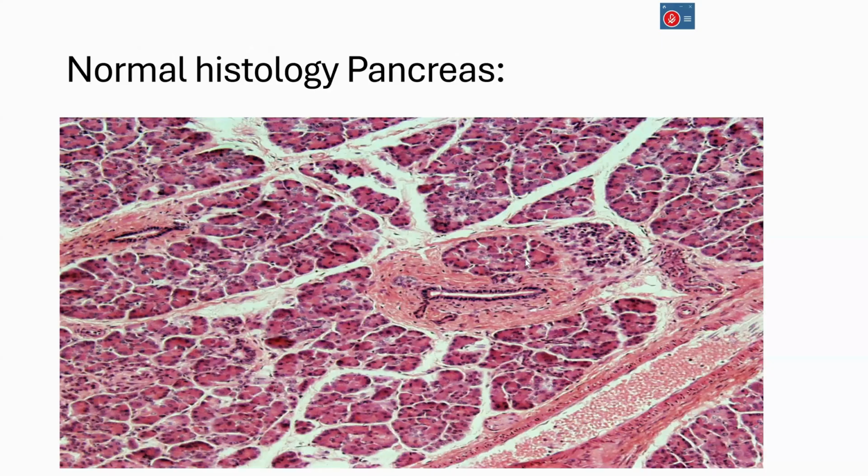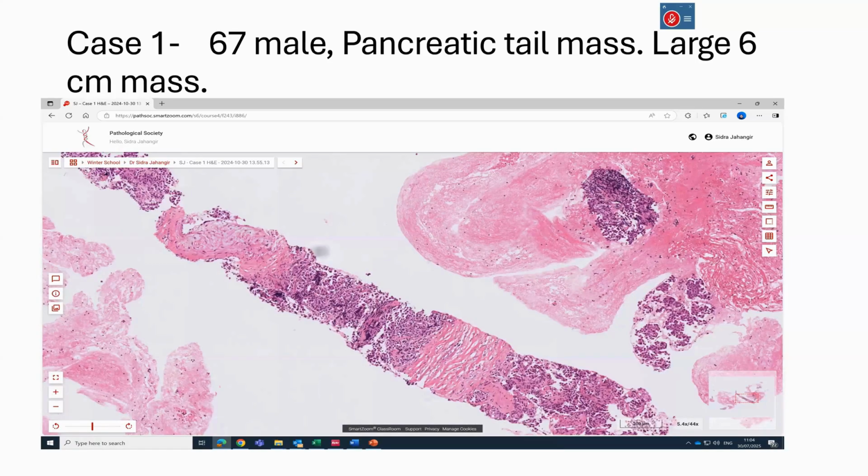I'm sure you are already aware of the normal histology, but just to wrap up before cracking on to the pathology, this is the normal histology of pancreas. It's a nice lobulated architecture of acini, ducts in between, and some neuroendocrine clusters, islet cells. So this is normal histology, and knowing the correct histology is very important to pick up the correct pathology, I believe. So this is our first case.